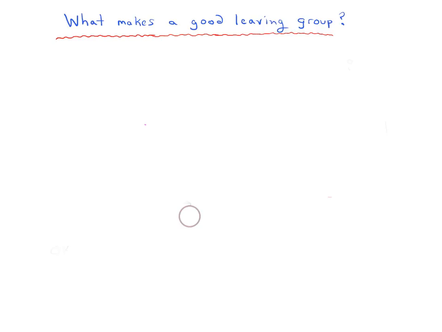This video is all about what makes a good leaving group. What makes a good leaving group? If you looked at some of the previous examples we've done on substitution reactions, these have all been reactions where we're starting with something that looks like an alkyl halide. Remember, alkyl halides are molecules where we've got an alkyl group which is attached to a halogen. And in our case, the halogens have usually been things like bromine, chlorine, or iodine.